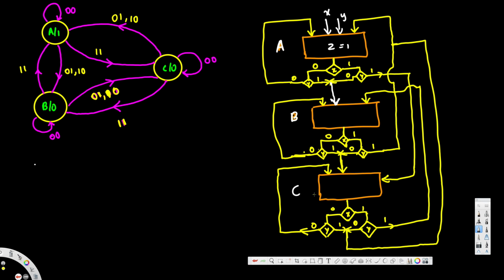And that's it. That's the ASM chart for the given state diagram, and that's how we do that. I hope you guys find this video helpful.